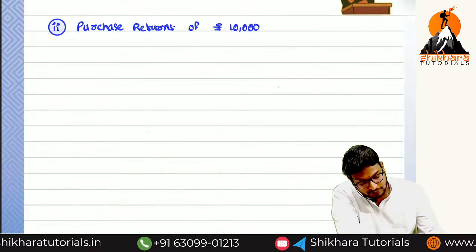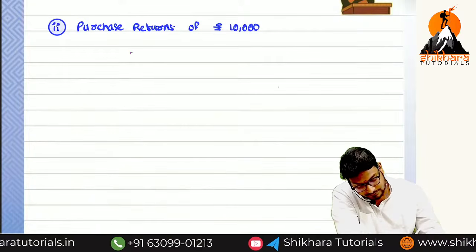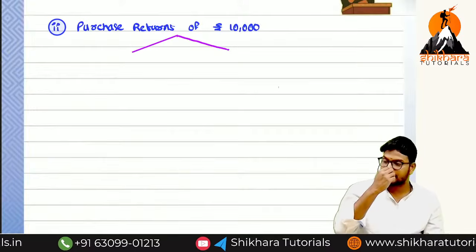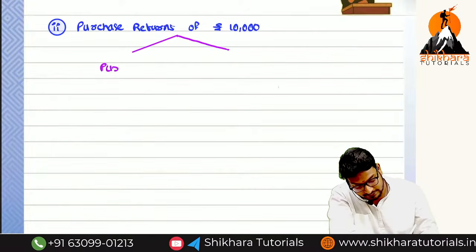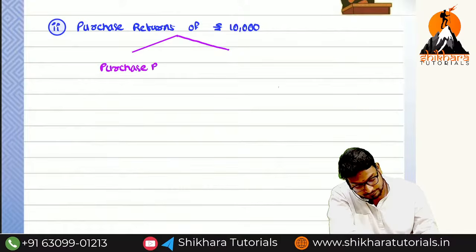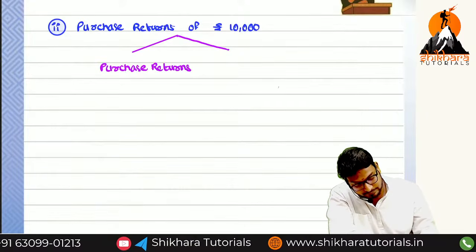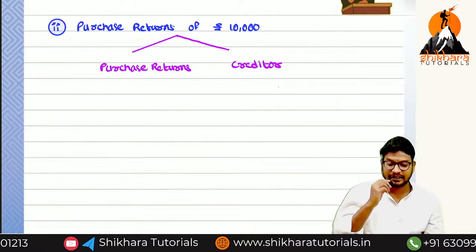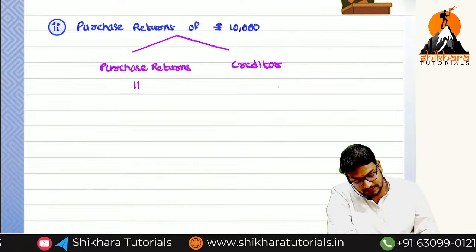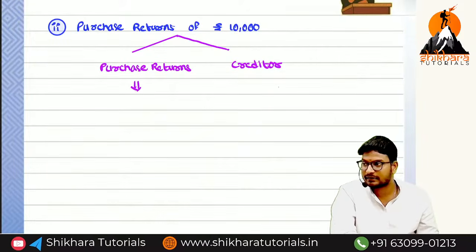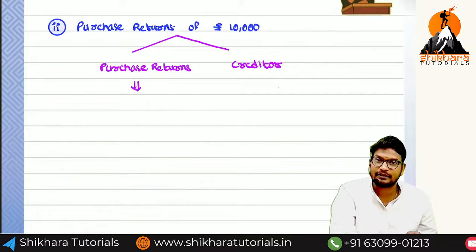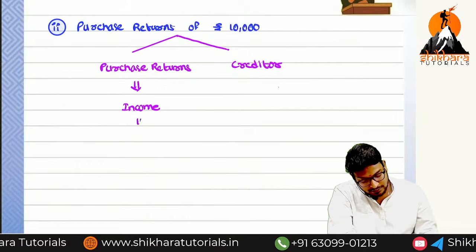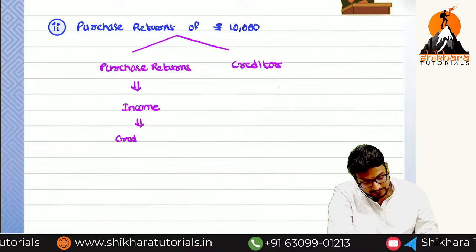What are the two outcomes here? Purchase returns, to whom are we going to give? We are going to give the creditor. So purchase returns and the creditor. Here we have to be very careful. Before that, purchase we consider as expenditure. So purchase returns we can now consider as income. Income will have which balance? Credit balance.